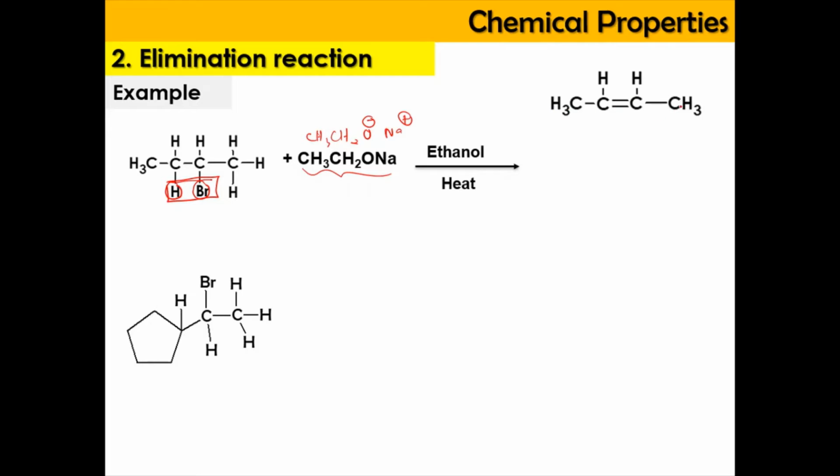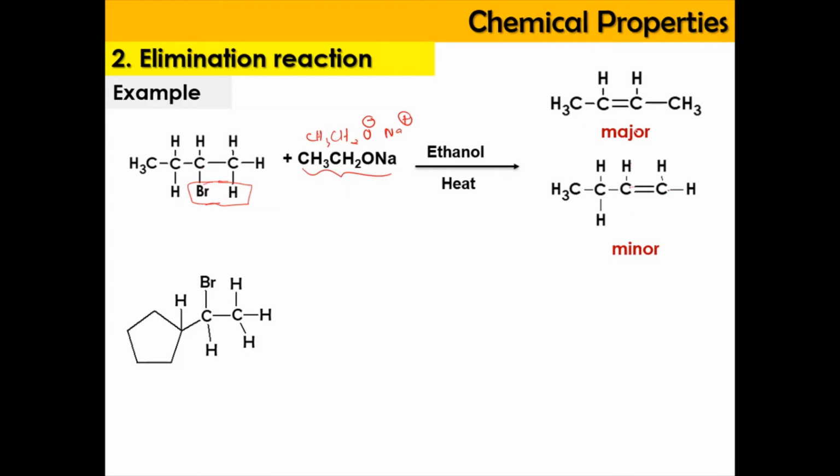Okay, and if you don't want to remove that, you can also do another possibility where you remove this Br here and this hydrogen here. If you remove on this side, you will get another kind of product, which is CH2=CH-CH2-CH3. This produces two types of product, the major product and the minor product.